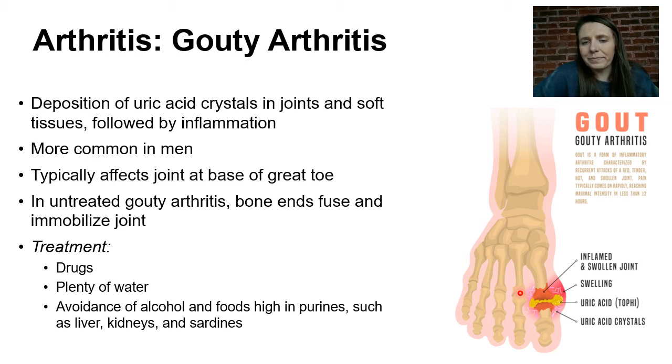And so gouty arthritis, gout itself, used to be called the king's disease because it tended to happen in more wealthy people. And that's because more wealthy people were able to afford the foods that were higher in purines. So that's just a fun fact about gout.